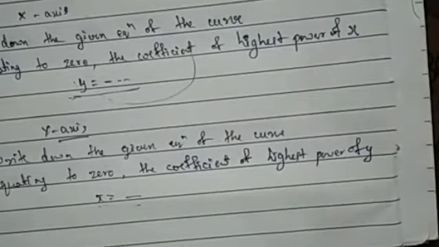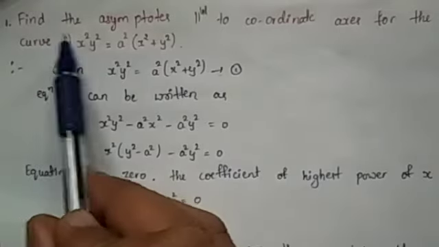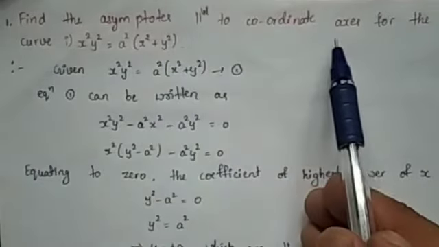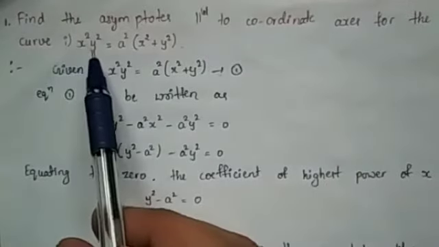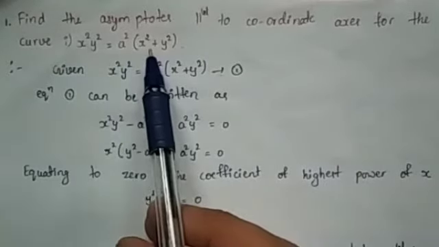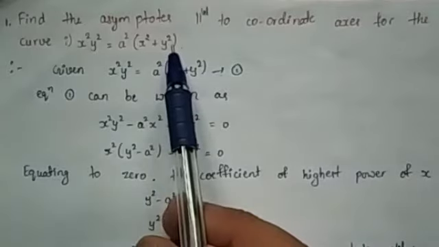Let me move on to the problems. Through the problems you can understand easily. Problem number 1, find the asymptotes parallel to the coordinate axes for the curve x square y square is equal to a square into x square plus y square.